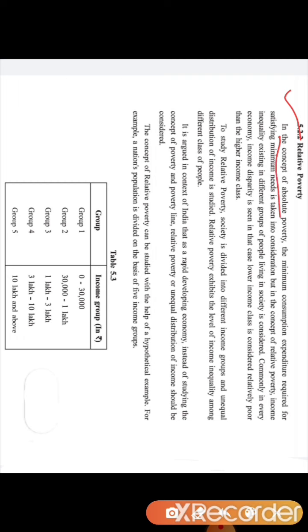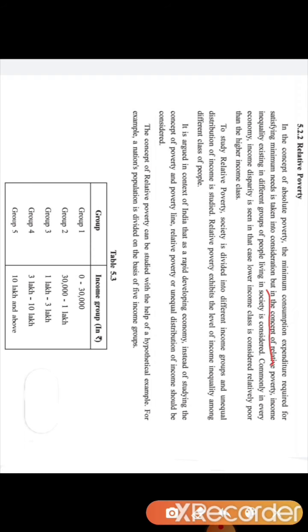Now, as we know, poverty is divided into two types. One is absolute poverty that we have discussed. Now our new topic is relative poverty. In the concept of absolute poverty, the minimum consumption expenditure required for satisfying the minimum needs is taken into consideration. We know that in the absolute poverty concept, the minimum consumption expenditure required for a human being for satisfying the minimum need was considered to measure the poverty.